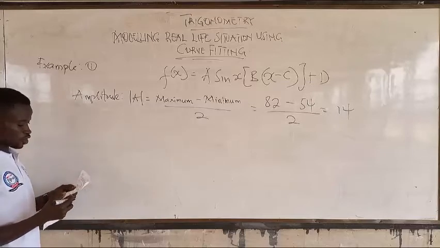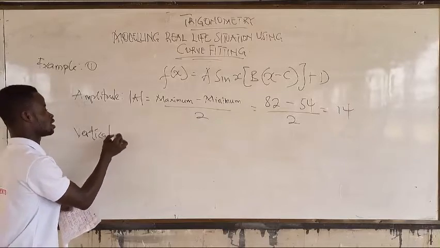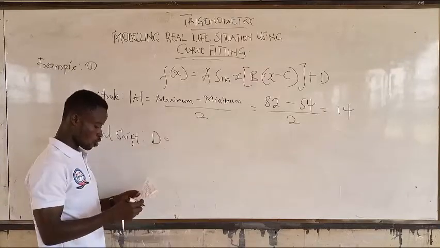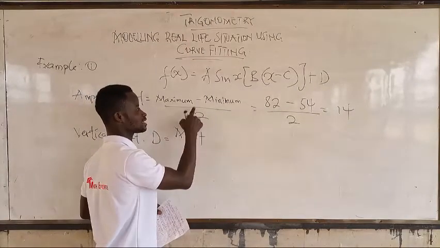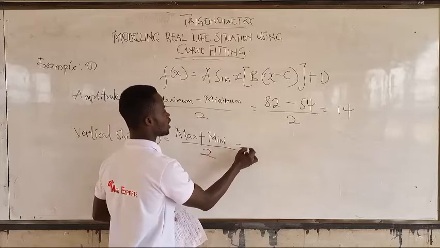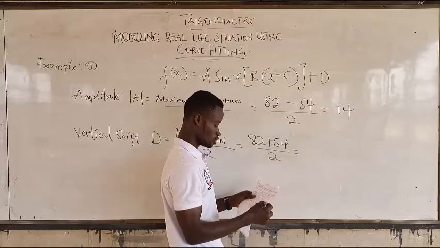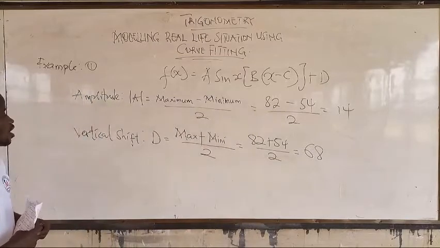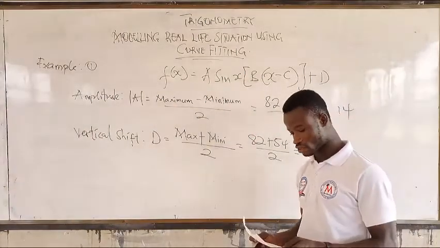Then the next thing that we have to go for is the vertical shift, and that is the D. So for the vertical shift, that is going to be the maximum plus, instead of minus, this is plus, the minimum over 2, and that is 82 plus 54 over 2, and that's going to give you 68. So that is how we get the vertical shift.